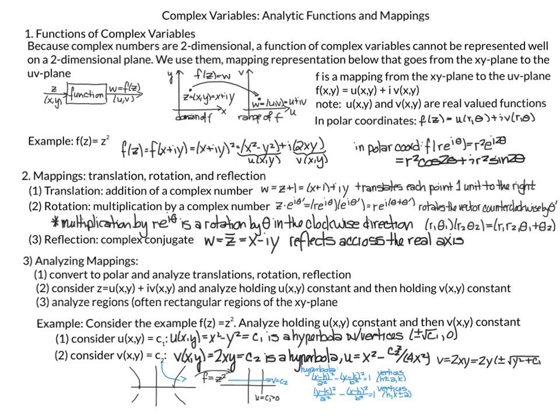So in this video, which is the second of 2 videos on analytic functions and mappings, we focused on analyzing the mappings. In the previous video, we looked at converting to polar coordinates and then analyzing translations, rotations, and reflections that we had talked about in the first video. In this video, we looked at holding u of x, y and then v of x, y constant, so looking at lines and seeing how they translated over. Later, we did a couple of examples where we analyzed regions. Often these are rectangular regions, because they're the easy ones in the xy plane. That summarizes what we did in this video.